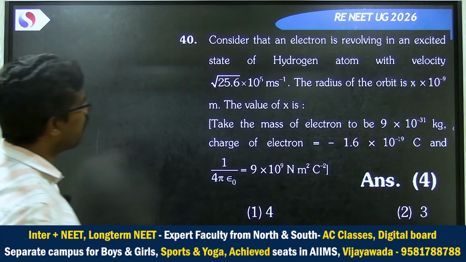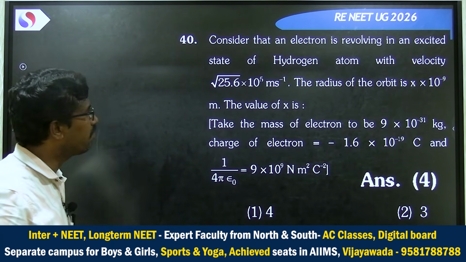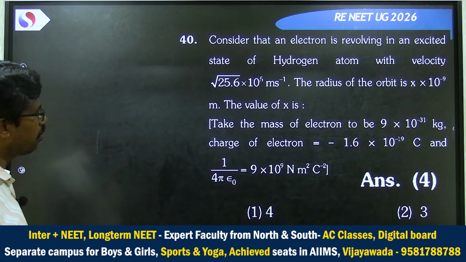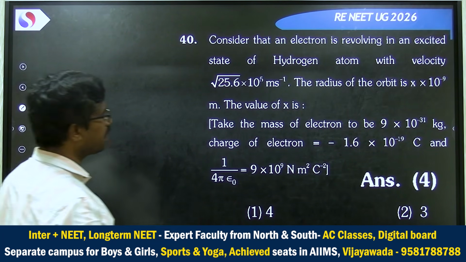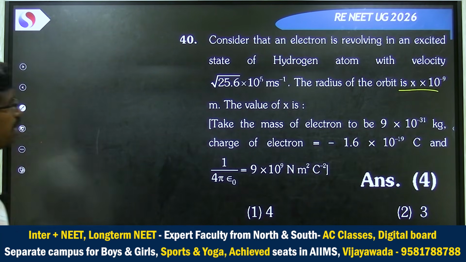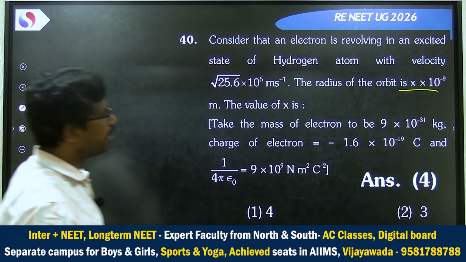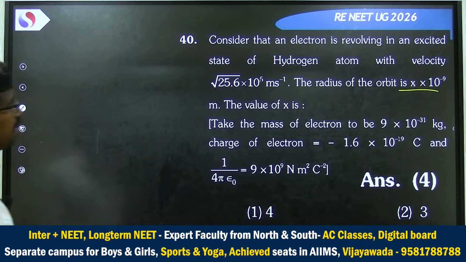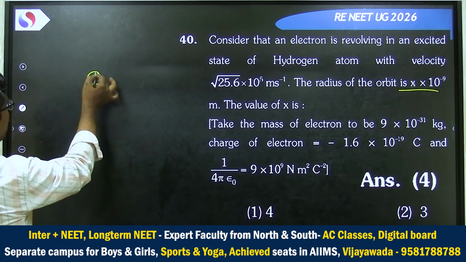Consider an electron revolving in an excited state of a hydrogen atom with velocity 25.6 × 10^5 meter per second. The radius of the orbit is asked. The mass of the electron is generally 9.1, here it is given as 9 × 10^-31. The charge of the electron is -1.6 × 10^-19 coulomb, and 1/4πε0 we generally know. Here this is the nucleus.